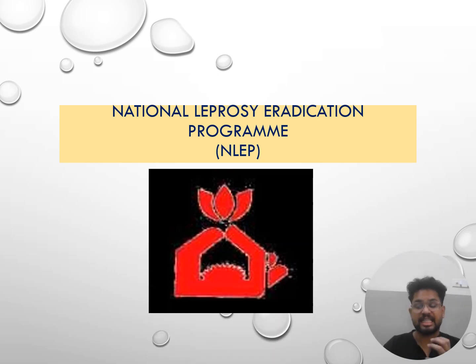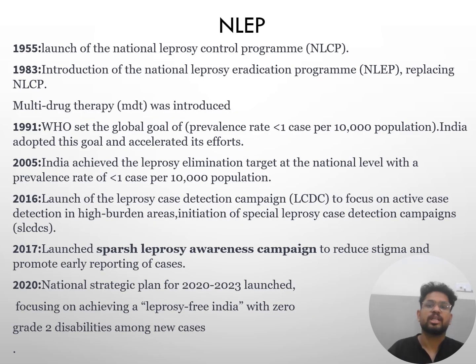A very important signature of it is the symbol. NLEP was launched in 1955 as NLCP, and in 1983 it became NLEP, replacing NLCP, and they introduced multi-drug therapy. In 1991, WHO set the global goal for prevalence rate as less than 1 case per 10,000 population. India adopted this goal and accelerated its efforts toward it. In 2005, India achieved the leprosy elimination target at the national level, with a prevalence rate of less than 1 case per 10,000 population.